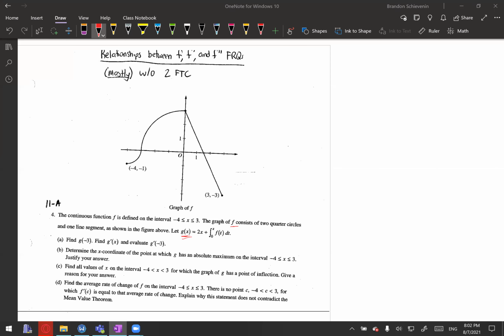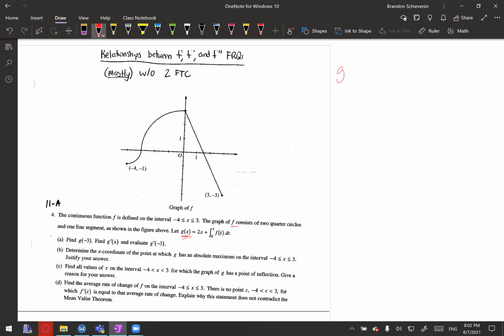I'm going to start with, I'll go alphabetically. So in B, starting with you, what's the first thing that we need to do? Find g at -3.